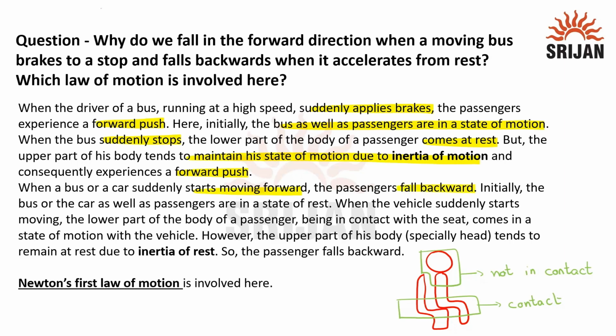Initially, the bus or the car as well as the passengers are in a state of rest. But when the vehicle suddenly starts moving, the lower part of the body of a passenger, being in contact with the seat, comes in a state of motion with the vehicle. However, the upper part of his body, especially his head, tends to remain at rest due to inertia of rest. So the passenger falls backwards. And Newton's first law of motion is involved here.